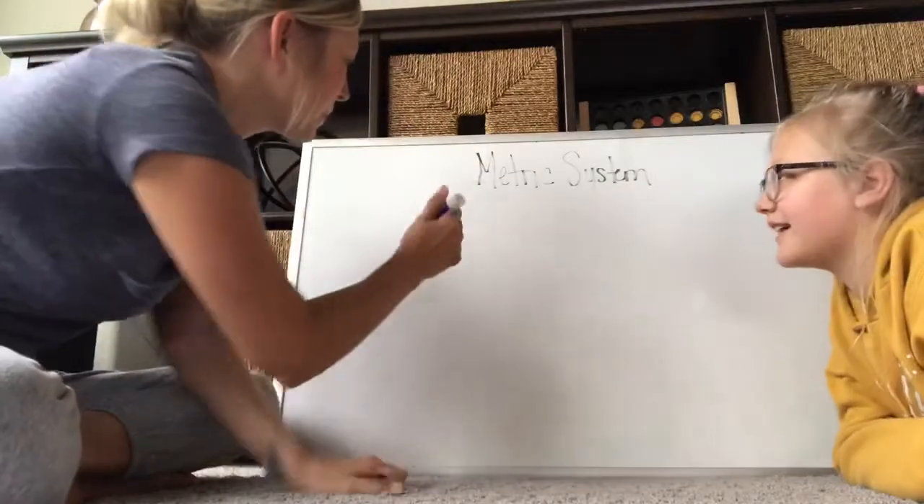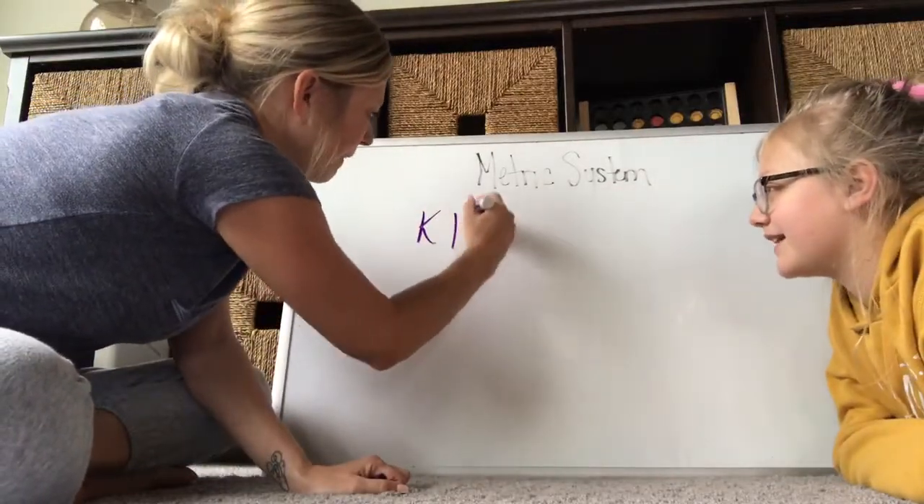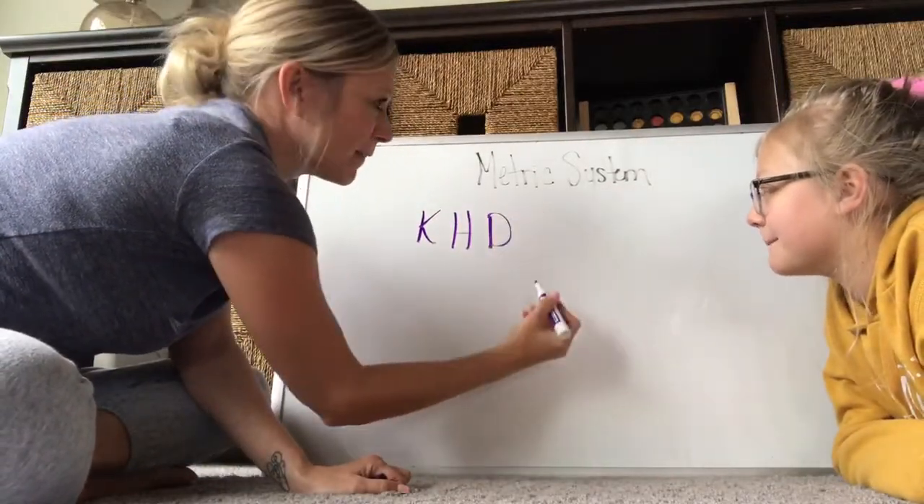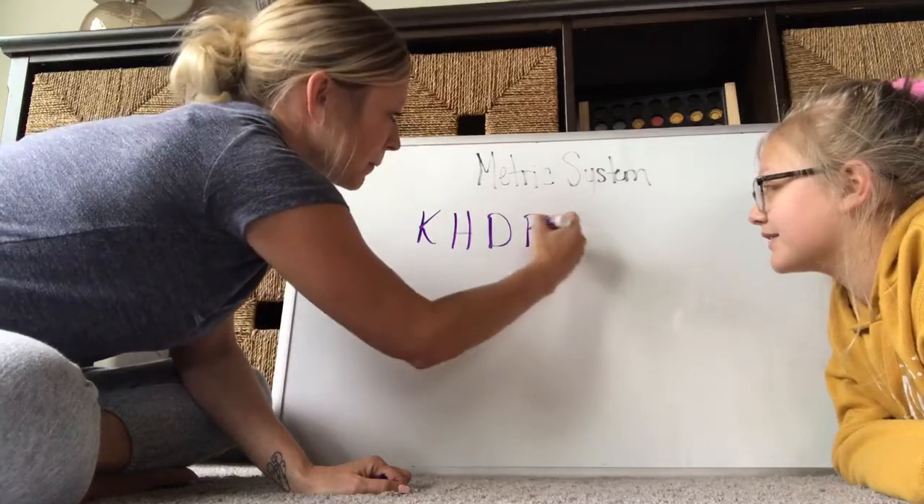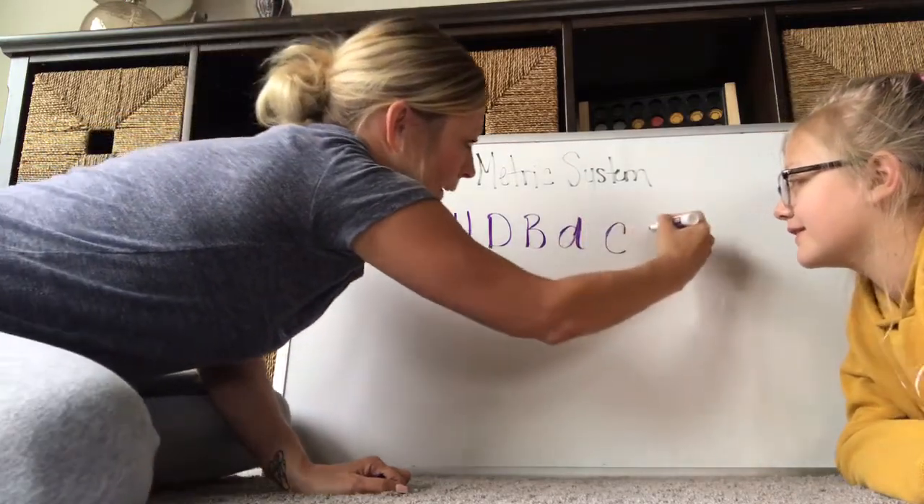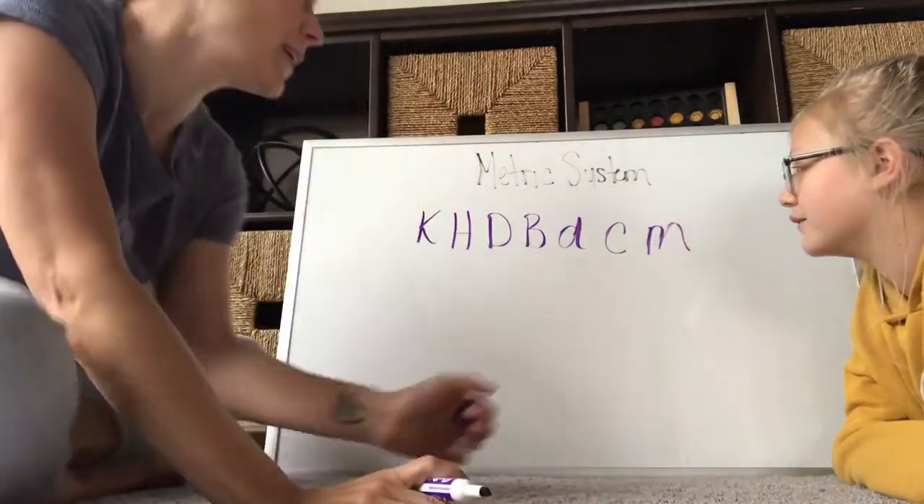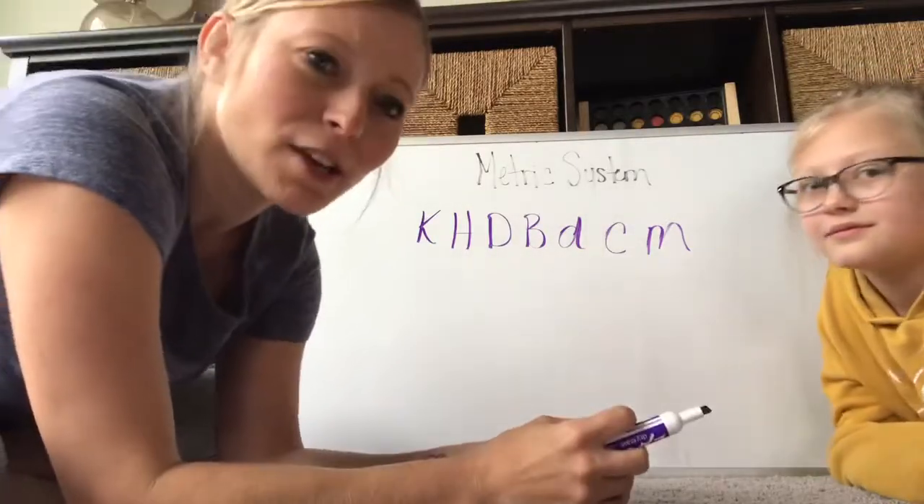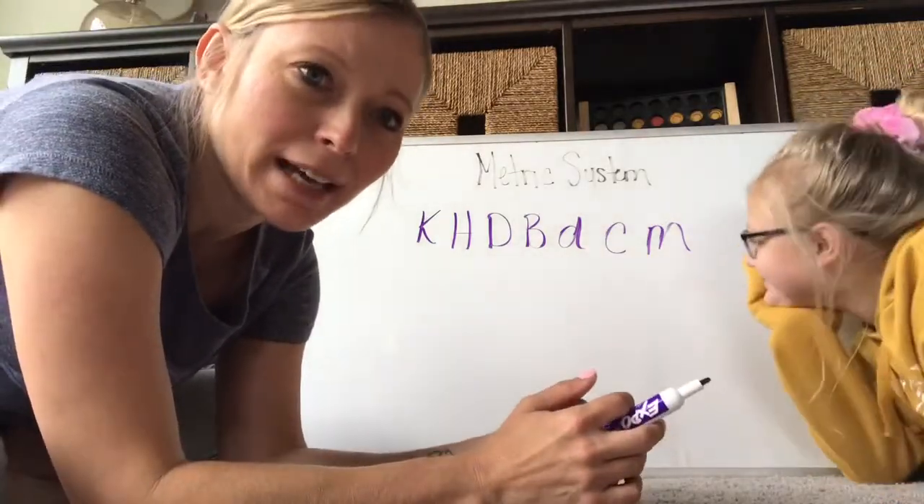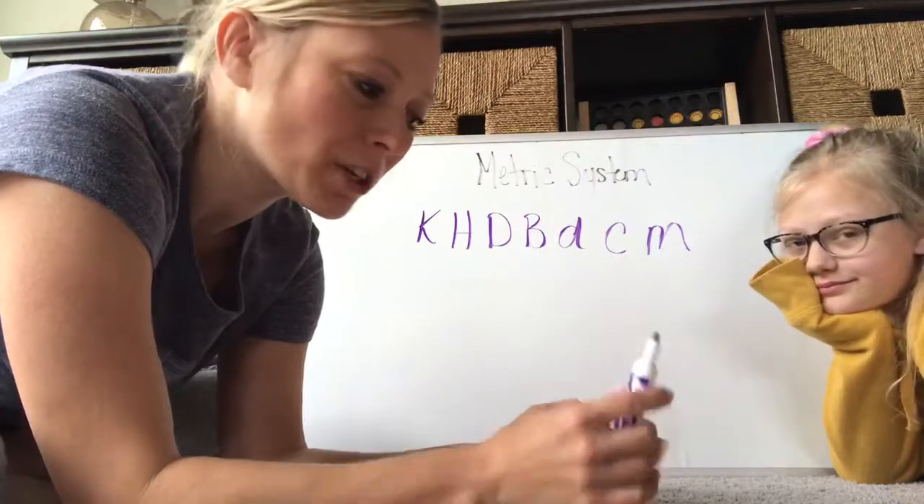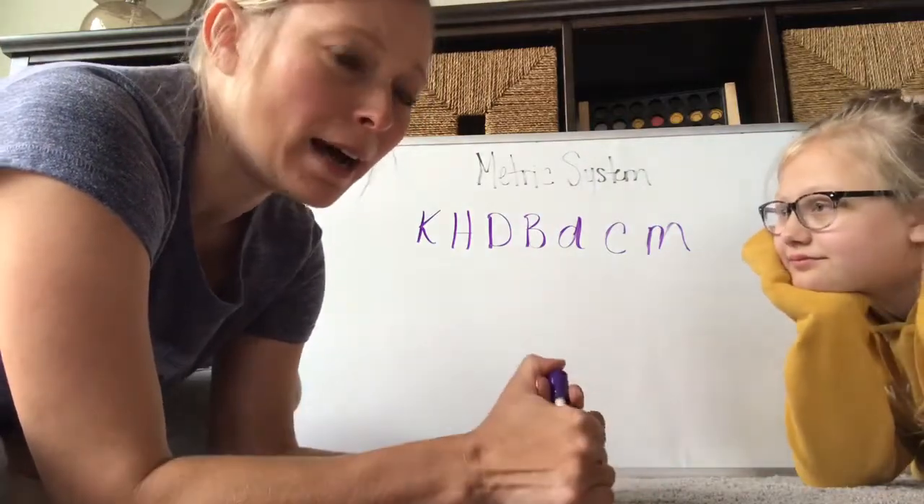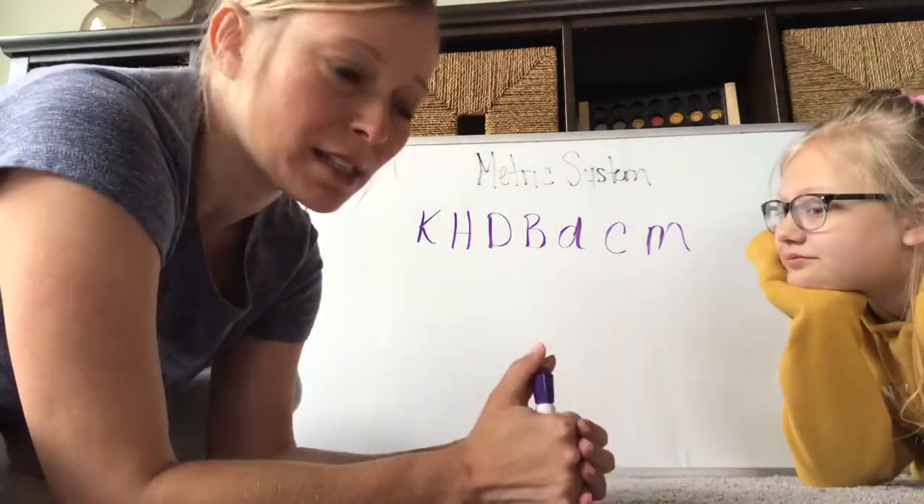King Henry died by drinking chocolate milk. Can't remember if it was by or something else. Yeah, so she's got it. King Henry died by drinking chocolate milk. So that's our mnemonic to help us remember the order in which our metric system goes.